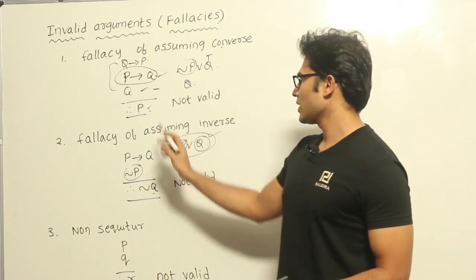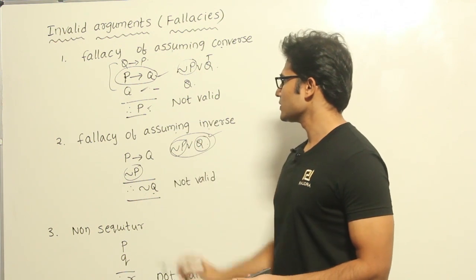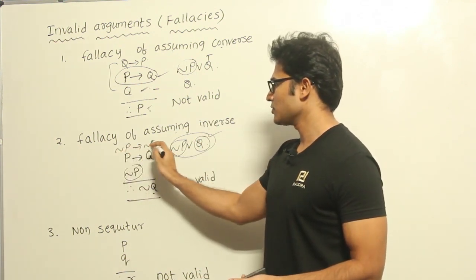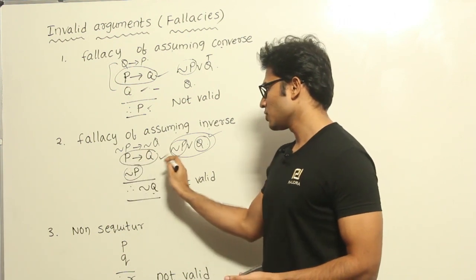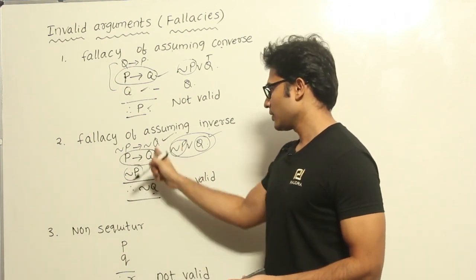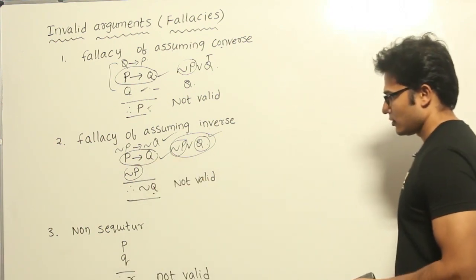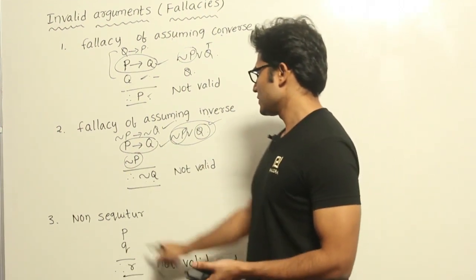Now what kind of fallacy is it? Assuming the inverse, which means negation P implies negation Q is the inverse of this, right? If I had assumed this instead, then writing like this is valid, but writing like this is invalid.